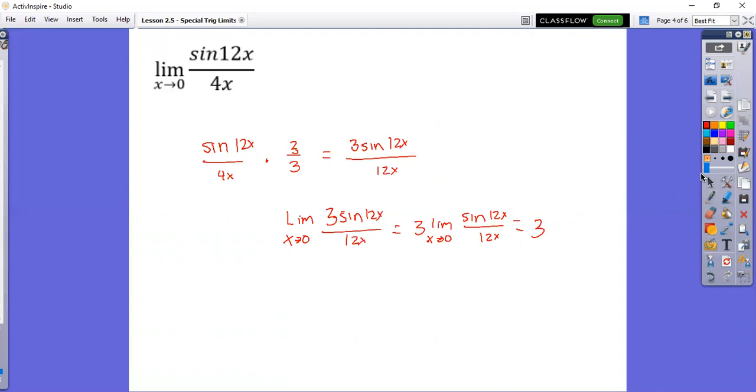What ends up happening is if you were to simplify this way, if you notice 12 divided by 4 is 3, it happens to be true that you can divide this by this to give you the limit. And that works because of this process right here of multiplying it out so that we have the same value in the denominator as we have as the input of the sine function.